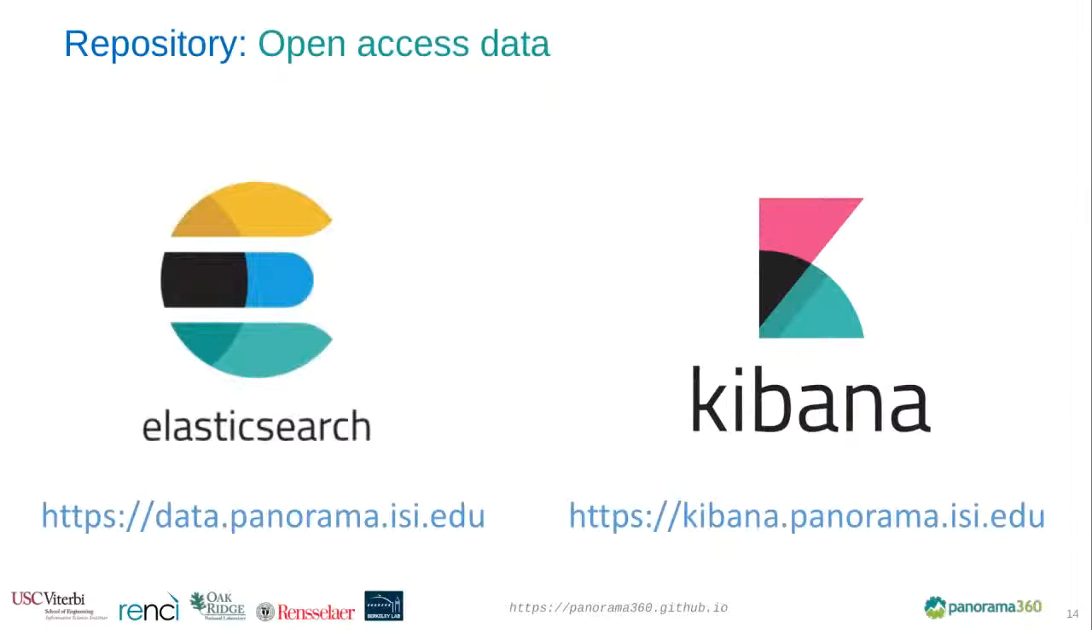You can find examples of our data at two open access endpoints that we have. The first one is the Elasticsearch endpoint, and the second one is the Kibana endpoint. The Elasticsearch endpoint is on data.panorama.si.edu, and it's only accessible via clients. For example, you can use the Elasticsearch Python client to access the indexes. But the kibana.panorama.si.edu endpoint is accessible through a web client, for example, Firefox, Chrome, or Internet Explorer.